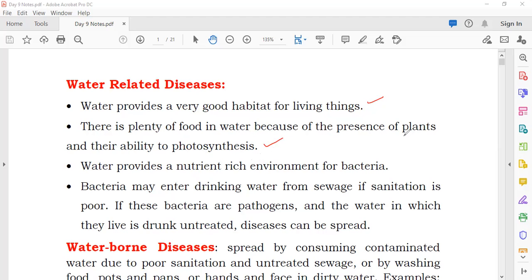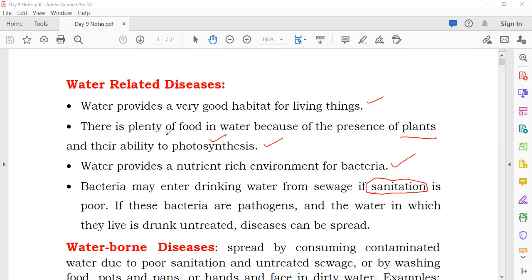Why? Because in the water you have plants, and plants do the process of photosynthesis, producing food for themselves and for others. Water provides a nutrient-rich environment for bacteria. So water provides a high amount of nutrients for the growth of bacteria. Bacteria may enter drinking water from sewage if sanitation is poor. Sanitation means the system which is used to take wastewater out of your homes or factories and dispose of it in a safe place.